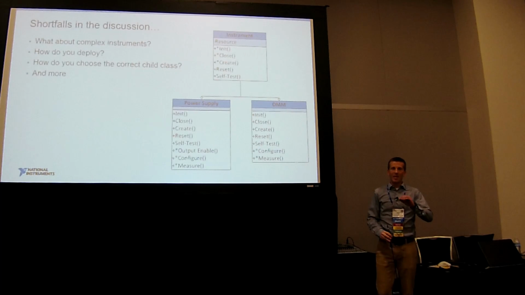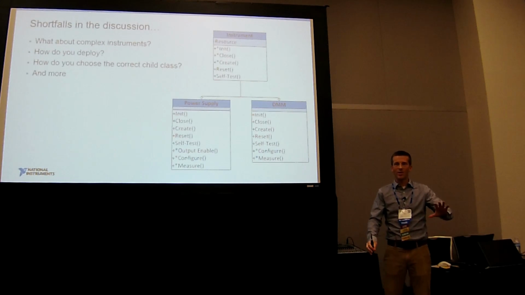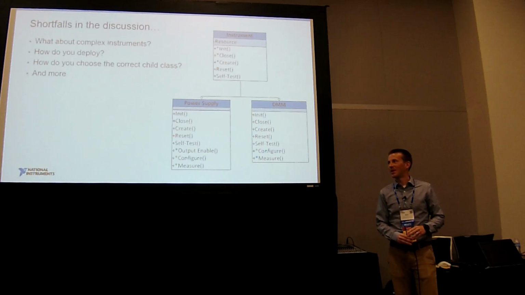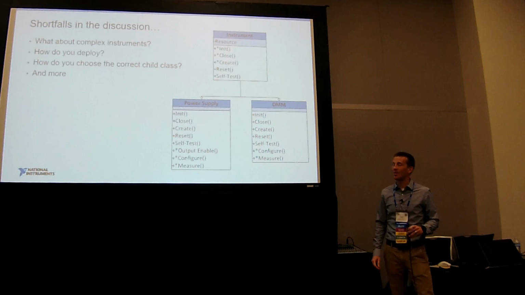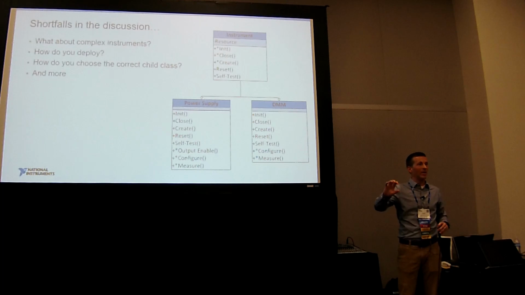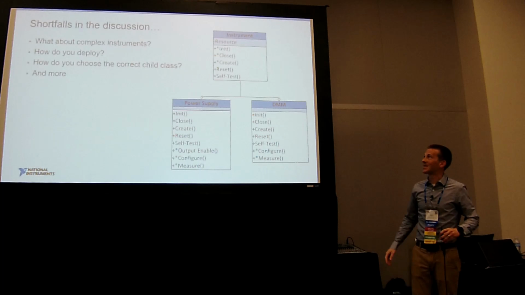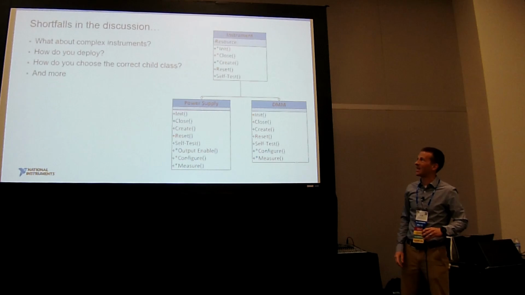So that is the big idea, the quick version of what hardware abstraction layers are. We have some parent class, and this is the method I'm showing here, using it in object-oriented programming. The parent init and parent output enable for the power supply are the functions we want to interact with. But some of what I've seen as shortfalls in the discussion are here.